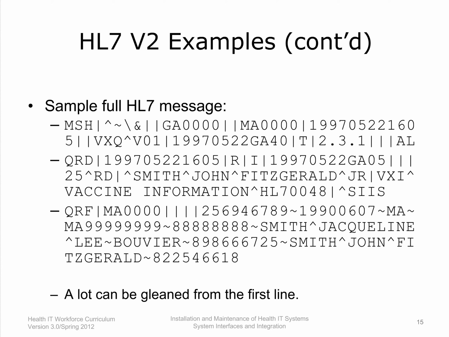Slide 15. Well, that was simple enough. Now let's examine a sample full HL7 message, in this case, a vaccination history query message. We see that there are 3 full segments, starting with the codes MSH, QRD, and QRF, and which contain many fields of data. A lot of information can be determined in the first line of the message, which begins with the code MSH. So let's take a closer look at that on the next slide.